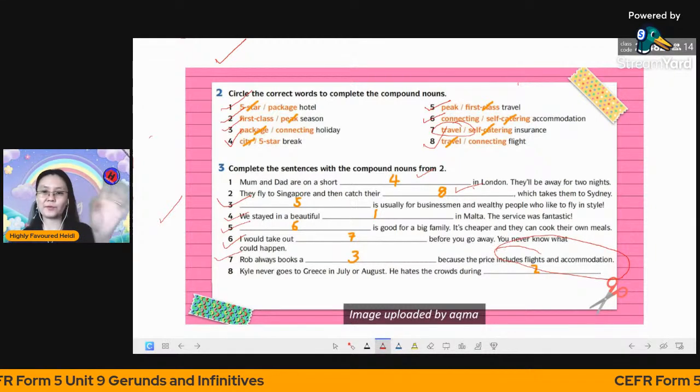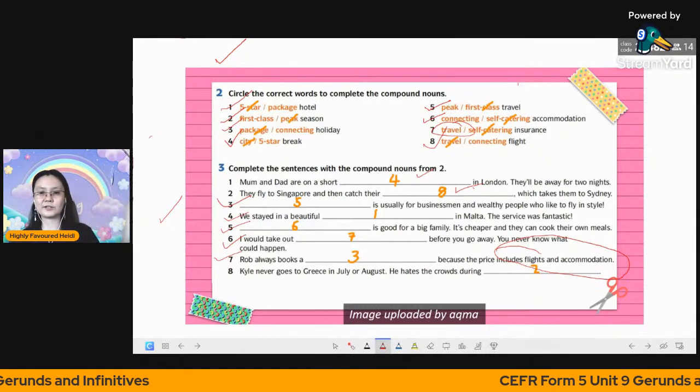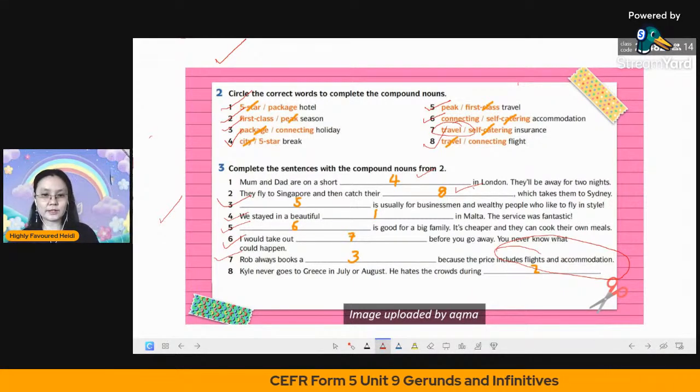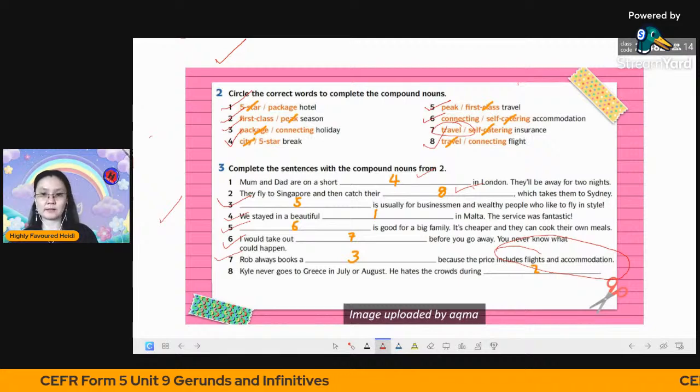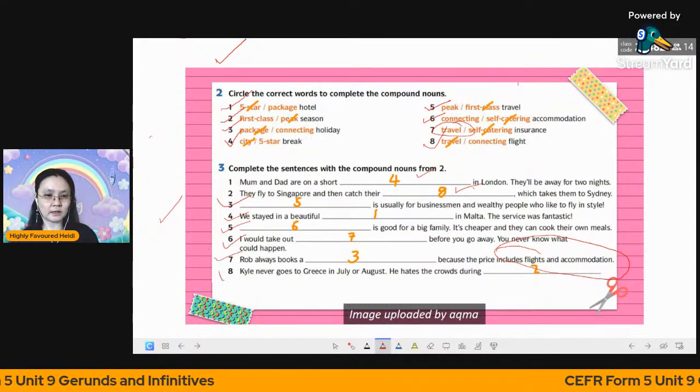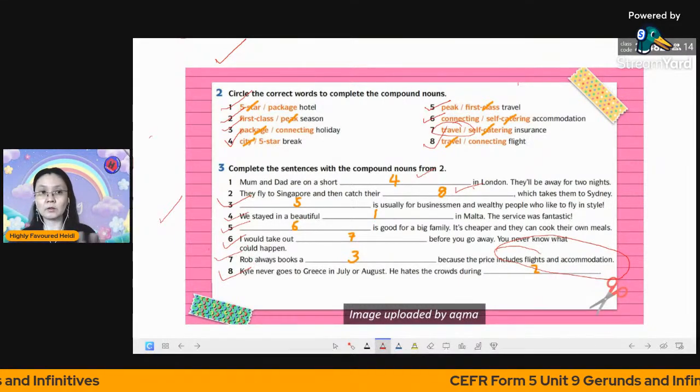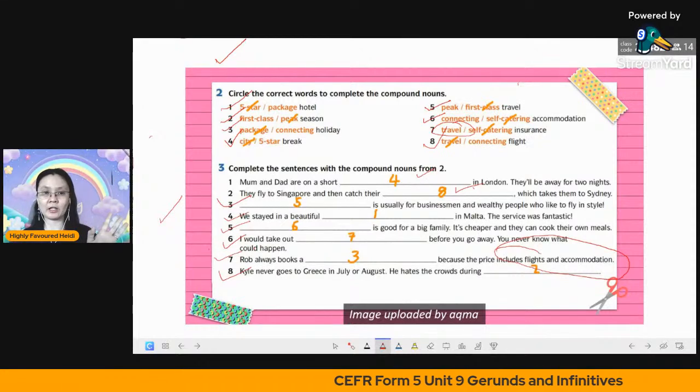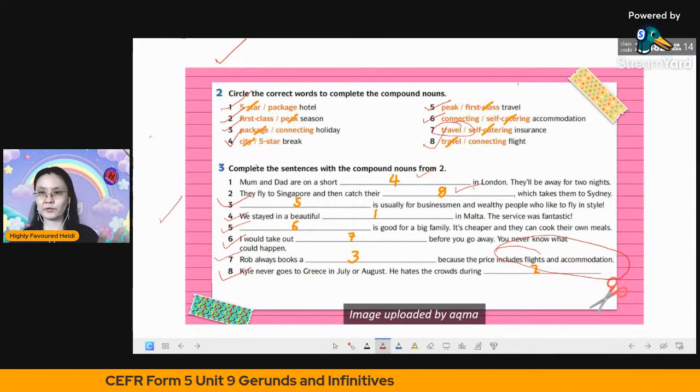They do everything for you. You just need to pay. Everything is settled for you. You don't need to worry. Then Cal never goes to Greece in July. He hates crowds during peak season. Peak season, number 2, correct. Don't go during peak season. It's very jammed, and anywhere you want to go is filled with people, very crowded. Never go during peak season.